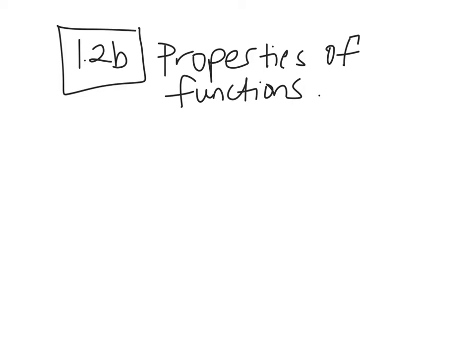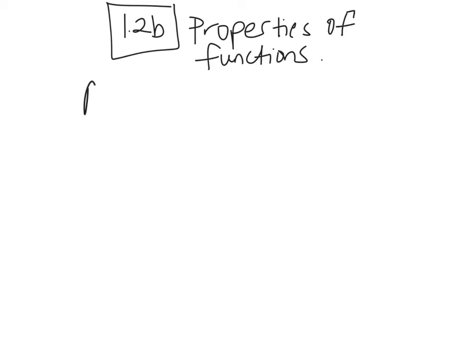So we're going to talk about increasing and decreasing intervals. We're going to talk about local and absolute maximum and minimums. We're going to do some symmetry and asymptotes. We got a lot to cover. Here we go, part A. We're going to do increasing and decreasing.